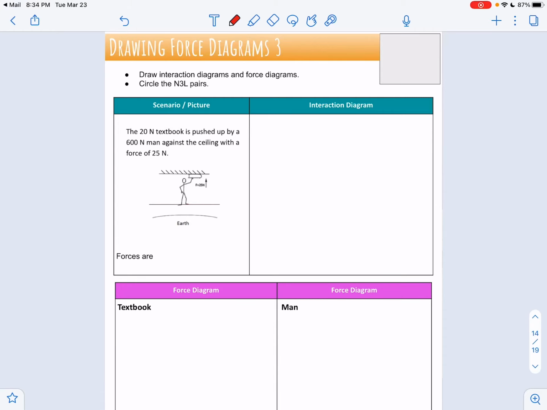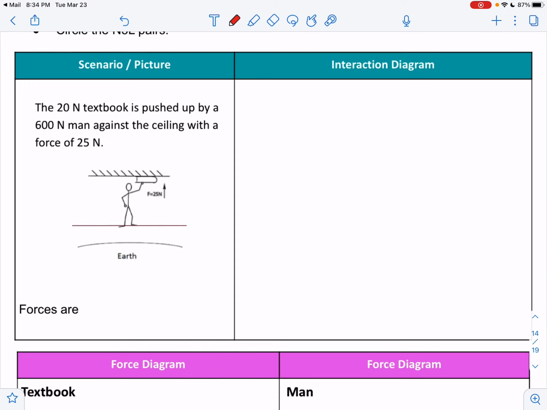All right, here is the third problem. A 20 Newton textbook is pushed up by a 600 Newton man against the ceiling with a force of 25 Newtons. So the first thing we want to do is look at the picture and see if he's just sort of standing there pushing that textbook, nobody's moving. So the forces are going to be balanced.